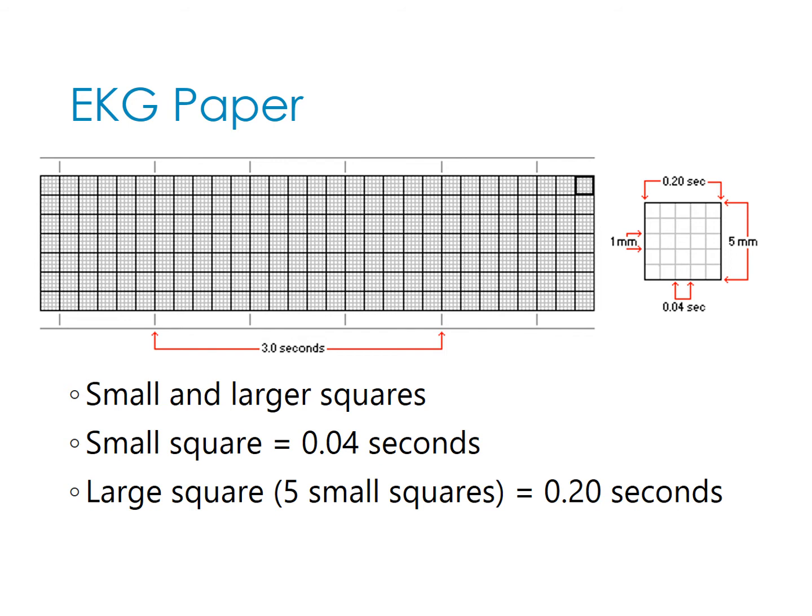5 times 0.04 is 0.20 seconds. Okay, so again, make sure you know that each small box is 0.04 seconds and each large box is 0.20 seconds. It's standard practice when we print out a strip that they are 6-second durations. So if you look on the strip here, you see on the bottom where it says 3 seconds, you see those little lines that are sticking down. So really, you would have to count another 1, 2, 3, 4 of those to get a 6-second strip.